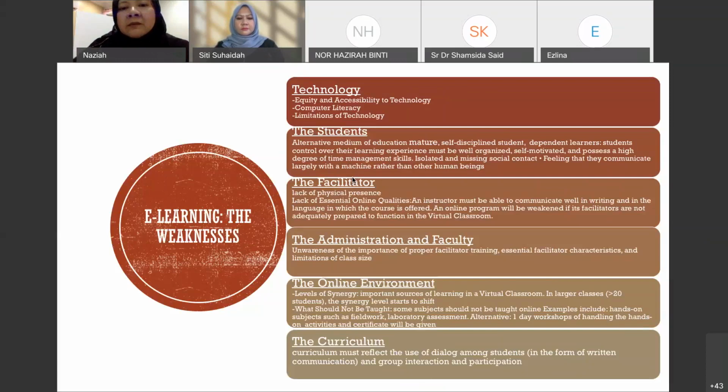The curriculum use of dialects among students in the form of written communications and group interactions and participation, which we have to design the curriculums, which can be delivered through e-learning. But somehow, in our case, we have to be reliable with our board of studies or the MQA requirement.